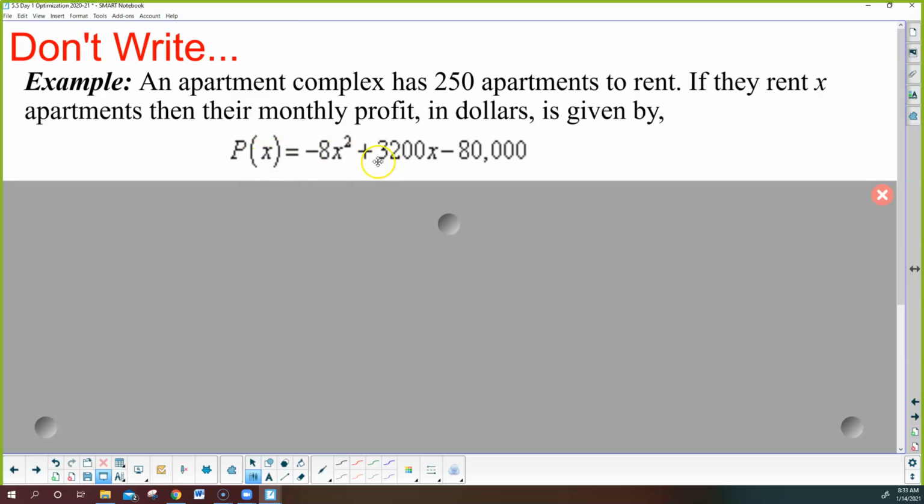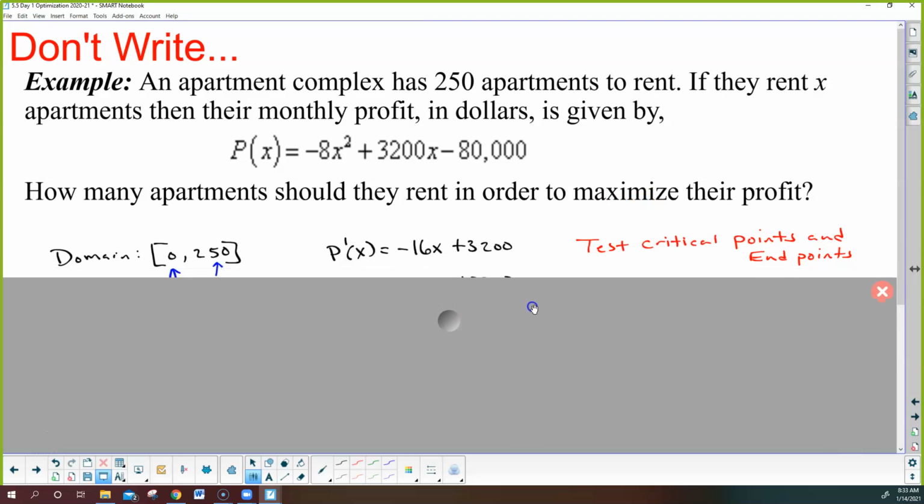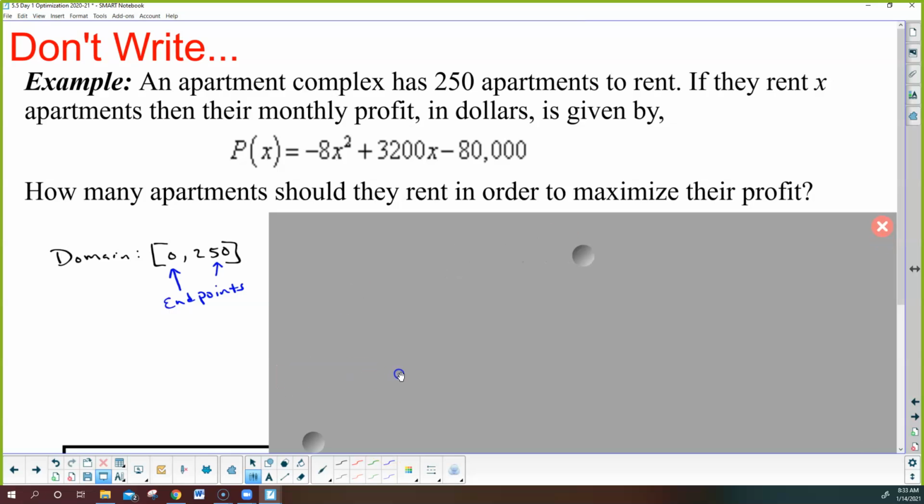Well, now we have to kind of analyze the function and see, but how would we do this? Okay, how many apartments should we rent to maximize the profit? What do we need to do? Well, let's think of the domain first. What is my domain? I could rent 0 apartments, or I could rent all the apartments, right? That's my endpoints. So those are my domains of the function. Now notice they didn't give us the domain officially. We just have to interpret that within the context of the problem. And that's one of the things that could be challenging today.